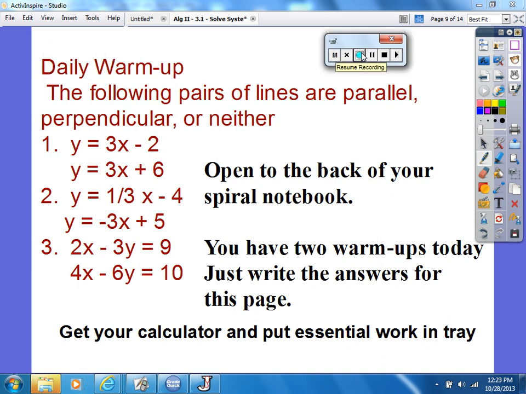Let's go with Sammy G. What'd you get for number 1? Parallel. Pick somebody, Sammy. Angela, I have a question about number 1. Since they are parallel, how many solutions would they have? That is correct, 0. Pick somebody.